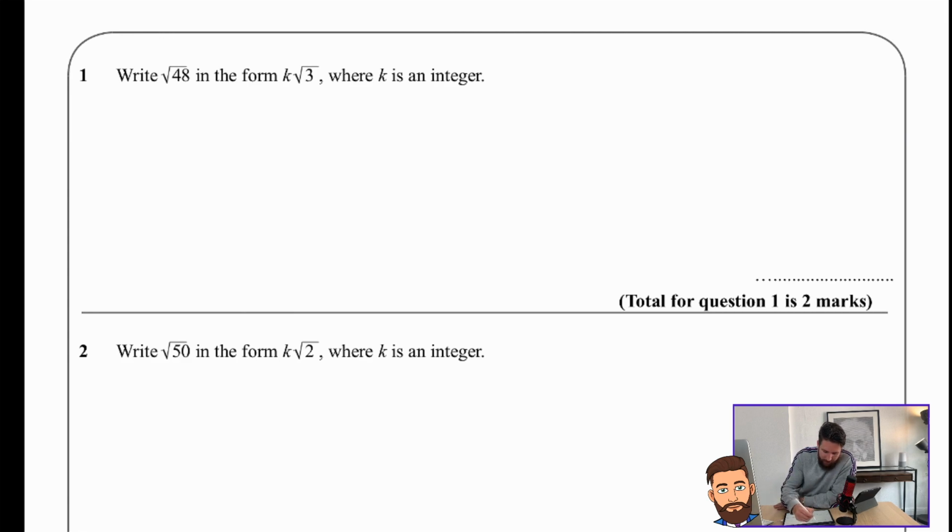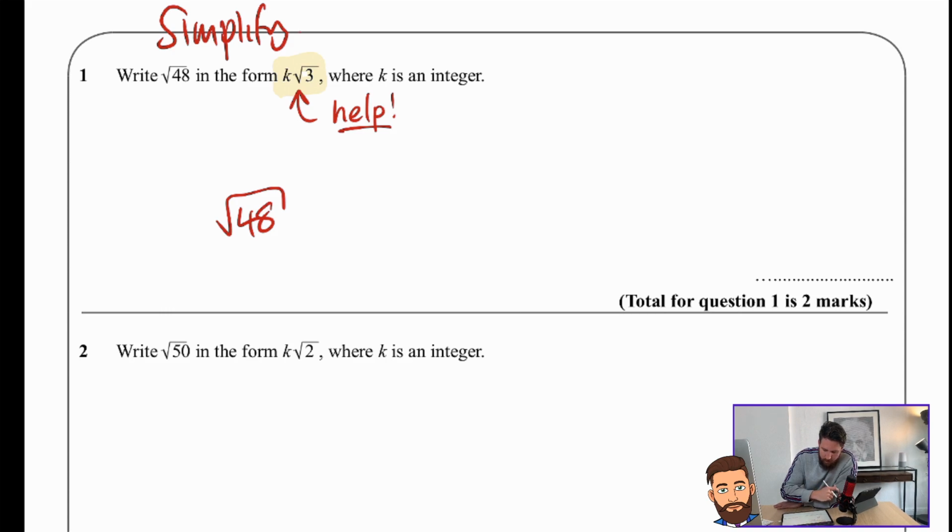Now again, they're helping you. Looks horrible, but this is helping you. It's what your answer should look like. So I need to simplify root 48. That's what that's telling me. This question is telling me to simplify. How do we simplify? You should be thinking every single time, I need to split this into 2 individual surds. And one of them has to be a square number.